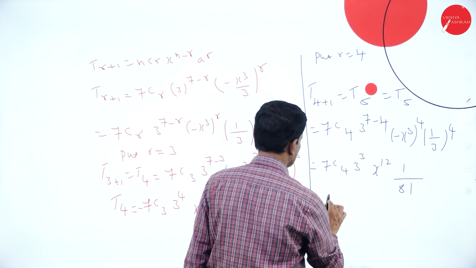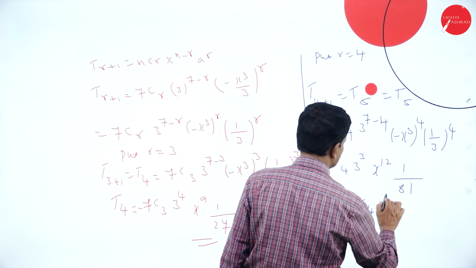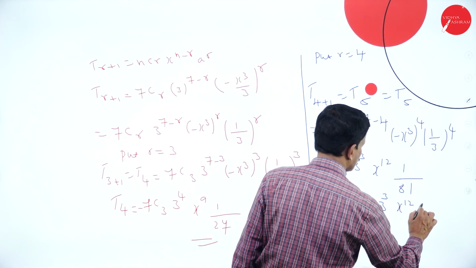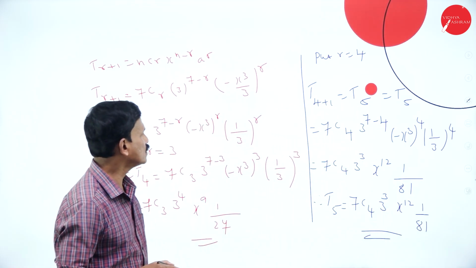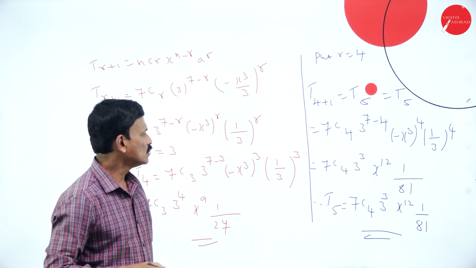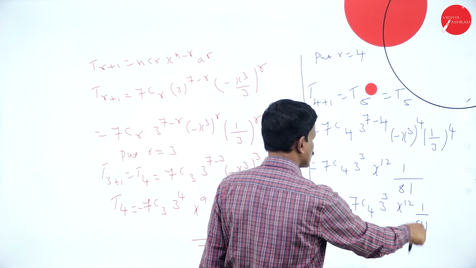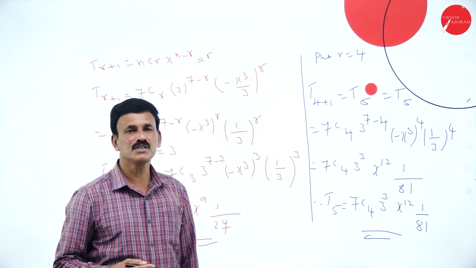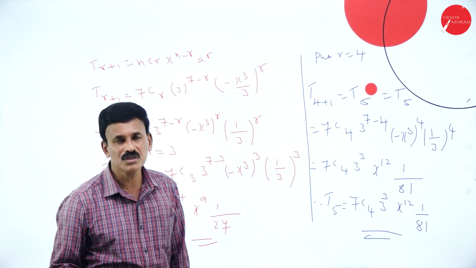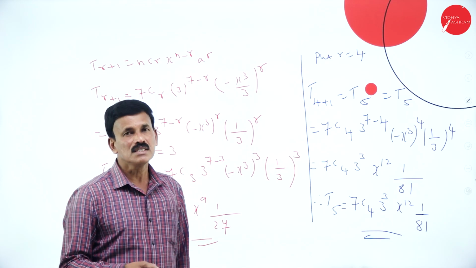So, therefore, the 5th term T5 is equal to 7C4, 3 cube, x to the power of 12 into 1 by 81. If you want, you can simplify. 3 cube is 3 3 is 9, 9 3 is 27. 27 gets cancelled, 1 by 3. So 7C4 x to the power of 12 into 1 by 3. That is the answer you are going to get. That's it. This is how we are going to simplify. This is very important for 7 marks.